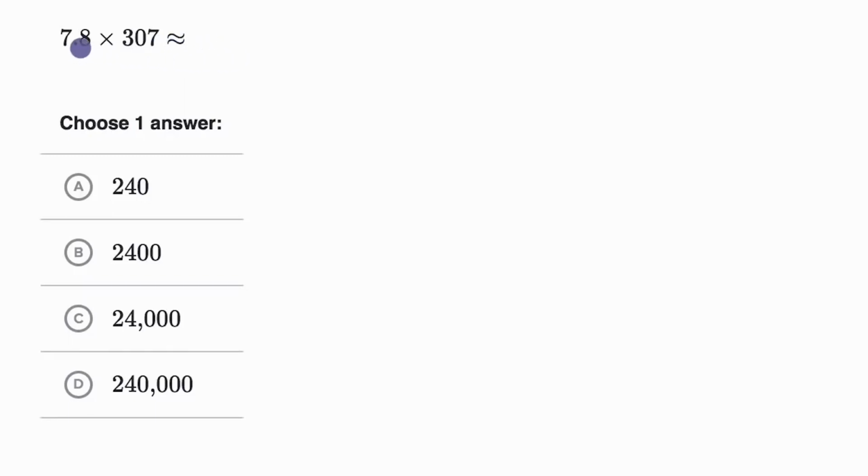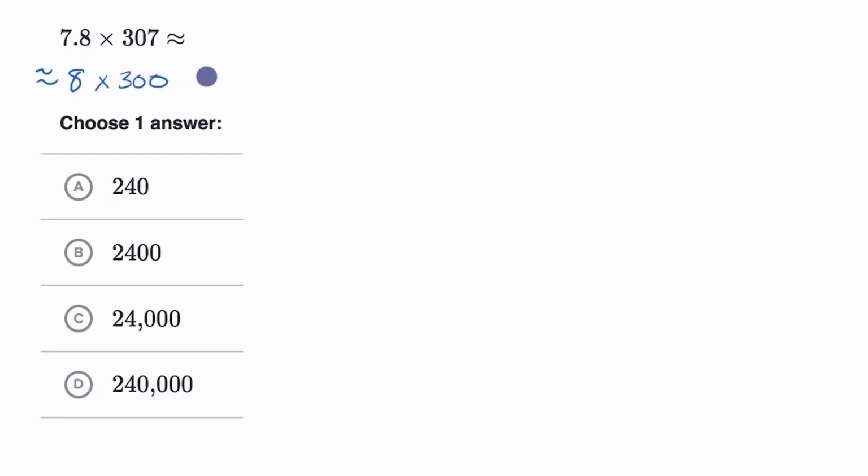Alright, so the way that I would think about doing it, even if I was trying to do this in my head at the supermarket or something, I'd say, well, I probably need paper to do this properly, but gee, 7.8 is awfully close to 8, and 307 is pretty close to 300, so maybe I can estimate this by multiplying 8 times 300. Now this isn't going to be exact, it's definitely going to be off, but it's going to give me a good sense of roughly what 7.8 times 307 is.